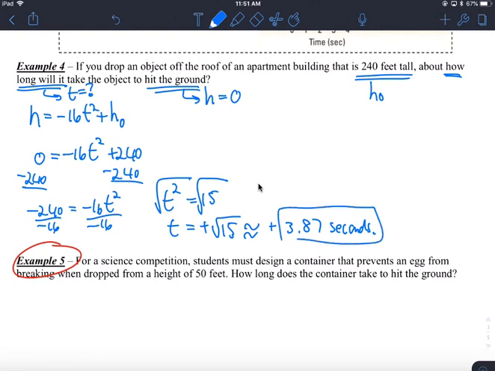Finally, you'd get this answer. Root 15 is correct, but in real life, we would want to approximate it to something that we can actually speak about, like 3.87 seconds.